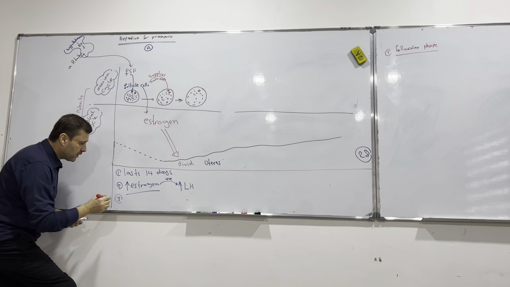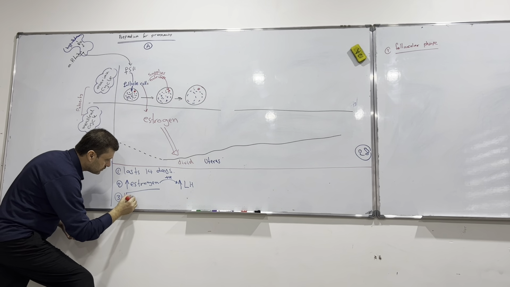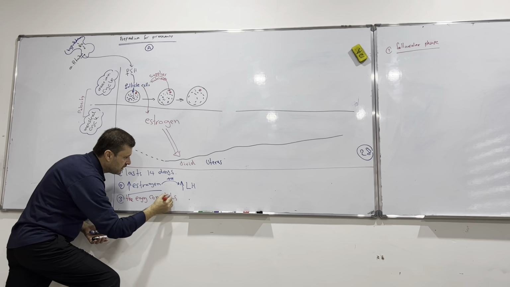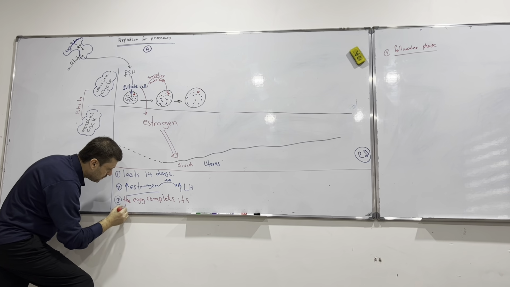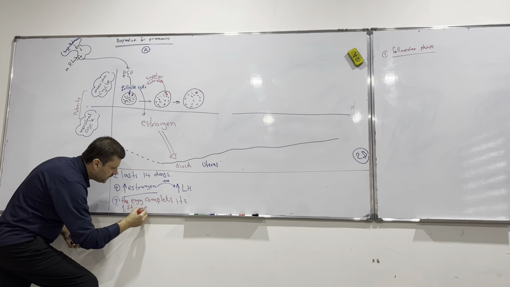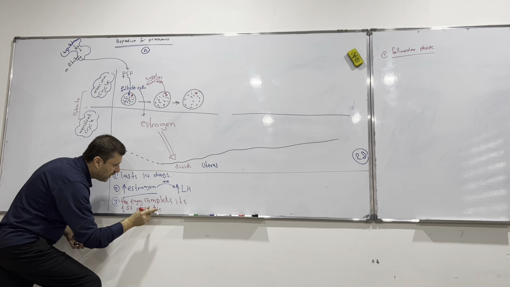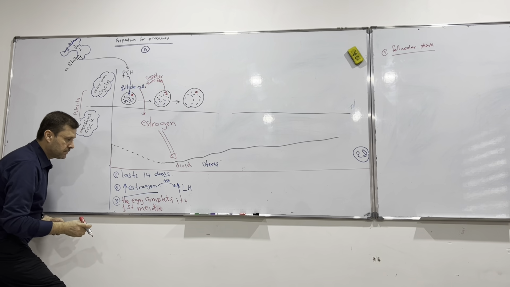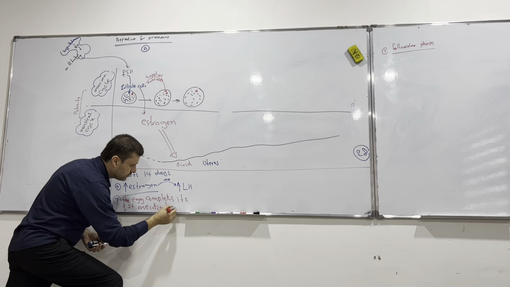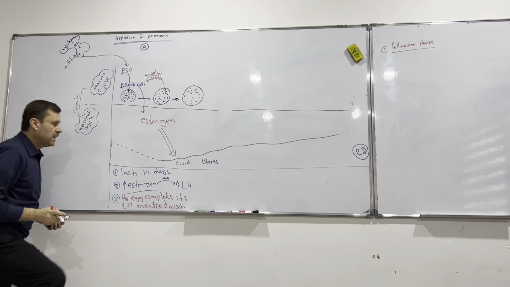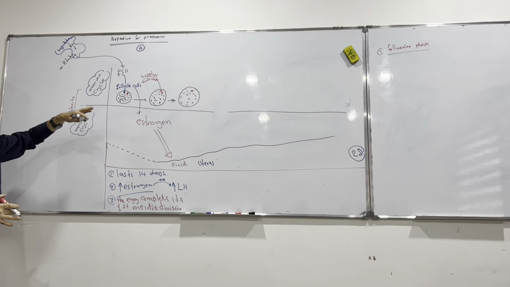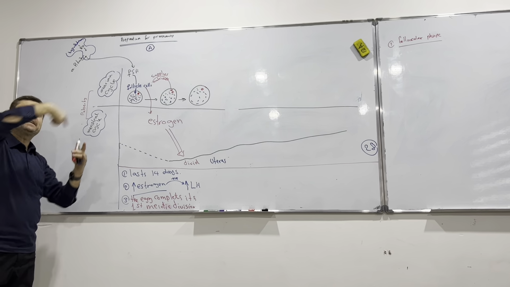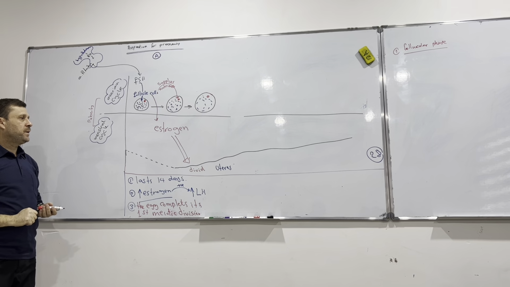So you can say the egg completes its first meiotic division. And also the egg moves to the surface of the ovary, so that it is ready to enter the fallopian tube.